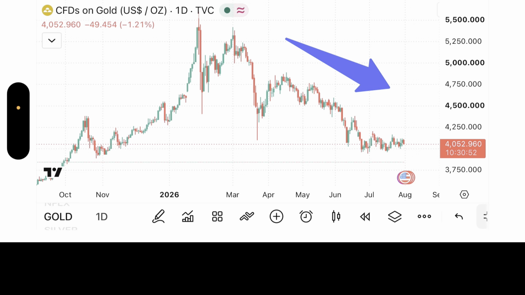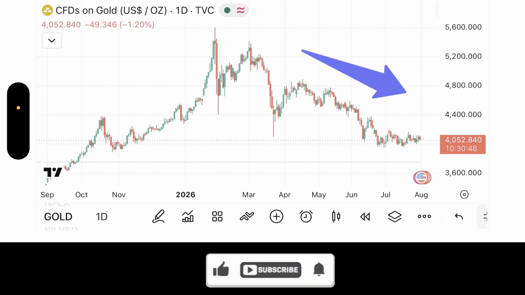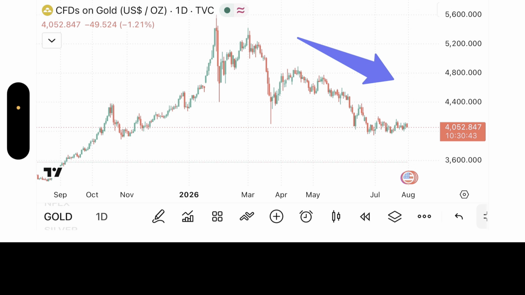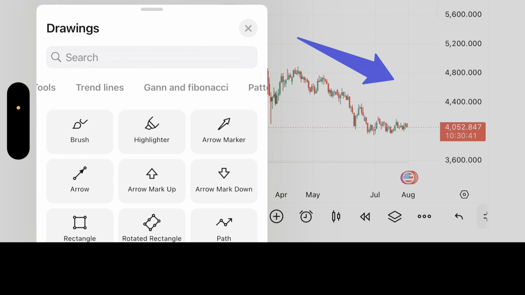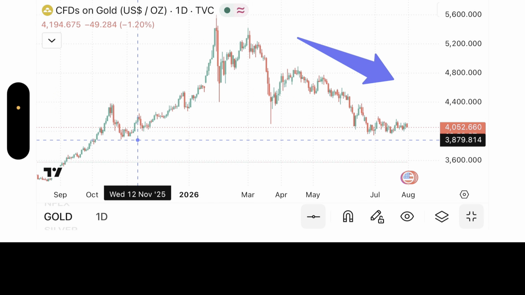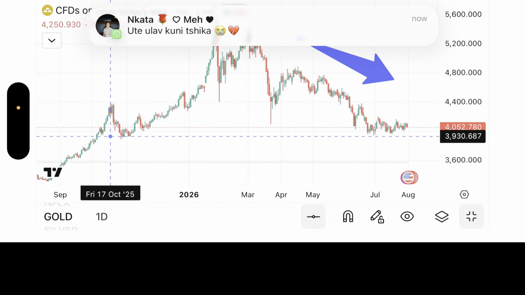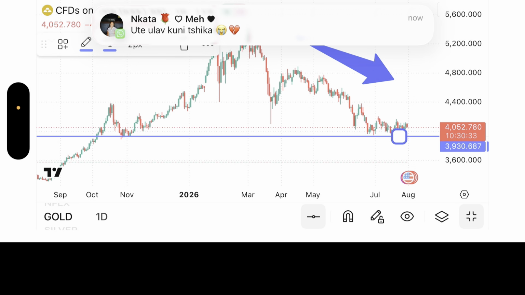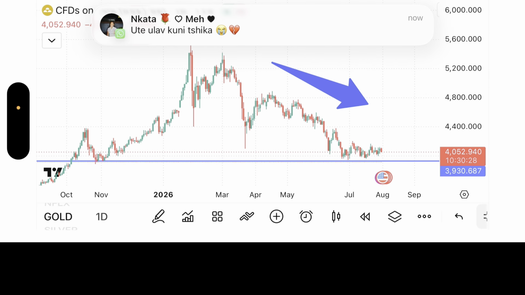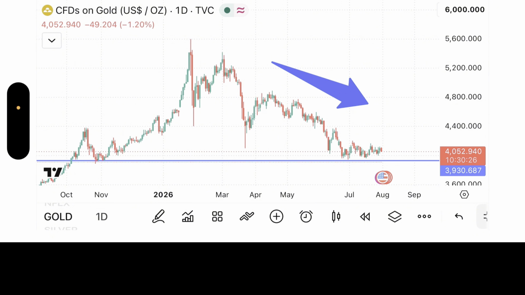But from there, another thing that we can see is that gold came back to this current support, or it's about to reach the current support. It's currently pushing towards this support. You understand? Gold is currently pushing to this support, right?